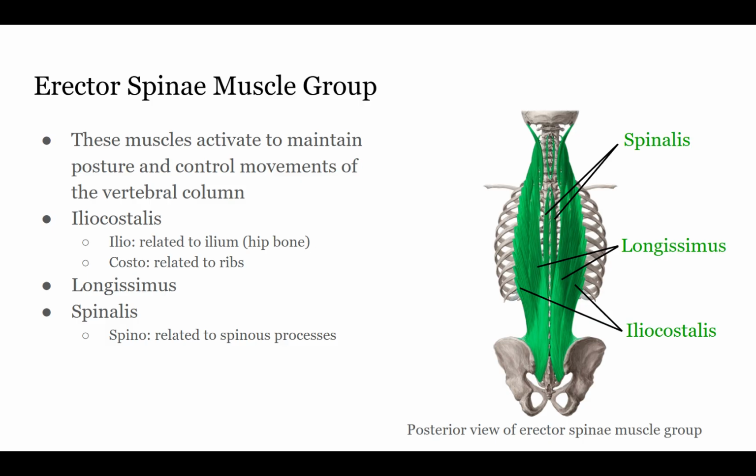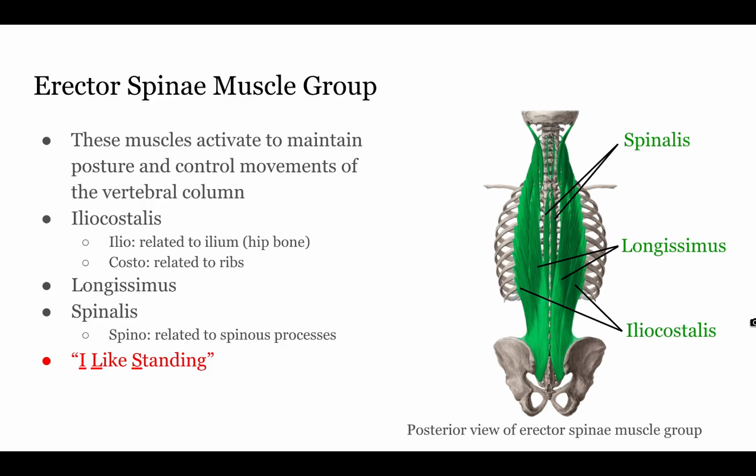For iliocostalis, ilio means that the muscle is related to the ilium, which is one of the hip bones. Costo meaning that the muscle is related to the ribs. For spinalis, spino means that the muscle is related to the spinous processes of the vertebral column. We can see these three muscles in the image on the right, which shows a posterior view of the erector spinae muscle group.